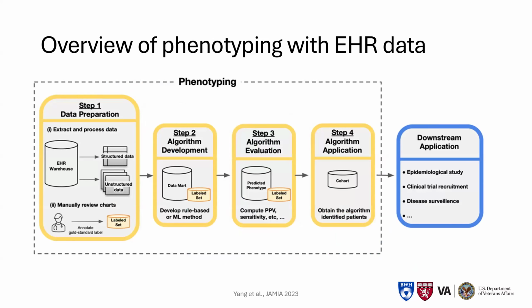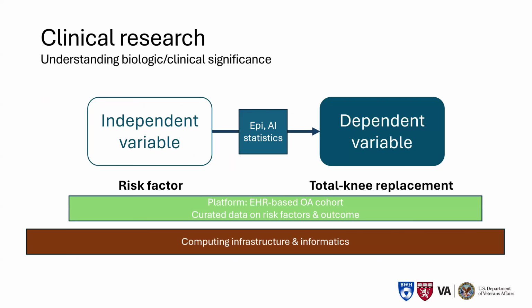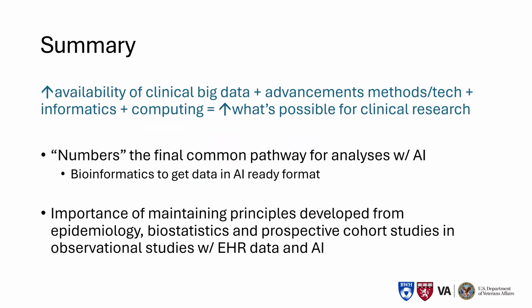And so now I've taken you through the whole pipeline from the EHR all the way to the cohort and to the downstream application. If you have an OA-based cohort, that's our EHR-based platform with the risk factors and outcomes laid on top of a computing infrastructure and informatics, which then allows you to do a very, using the same epidemiologic and biostatistic methods to look at the association between an independent variable and an outcome, such as total knee replacement, with a lot of still complex methods and study design considerations in between.